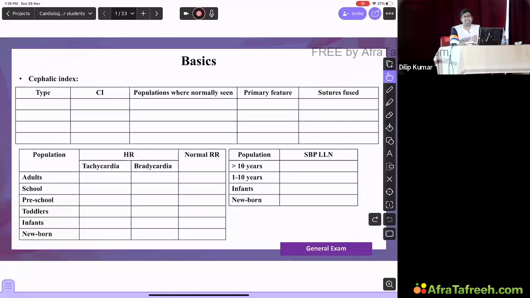Kyphoscoliosis. Actually, it's not a marker of congenital heart disease. It's a marker of a number of disorders. I mean, because of Marfan syndrome, you're telling that. But anyways, kyphoscoliosis can result in many other lung problems also. ILD and lung disorders also. Restrictive lung disease also can happen.